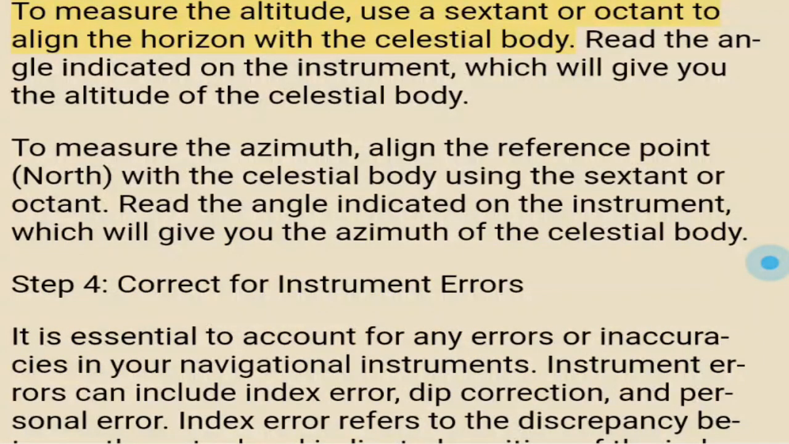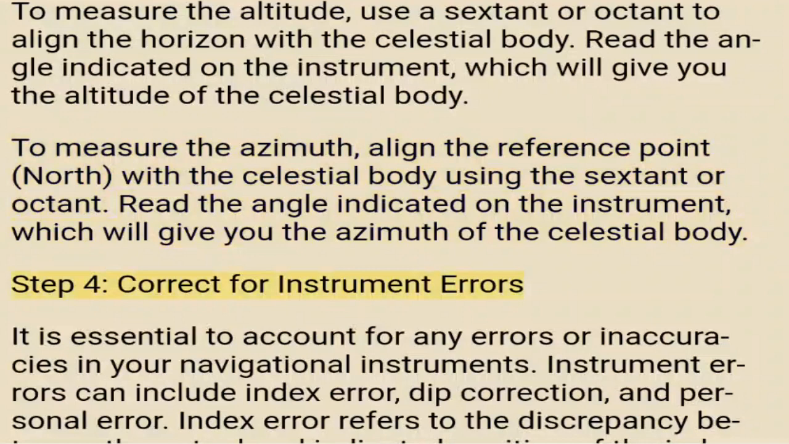To measure the altitude, use a sextant or octant to align the horizon with the celestial body. Read the angle indicated on the instrument, which will give you the altitude of the celestial body. To measure the azimuth, align the reference point north with the celestial body using the sextant or octant. Read the angle indicated on the instrument, which will give you the azimuth of the celestial body.